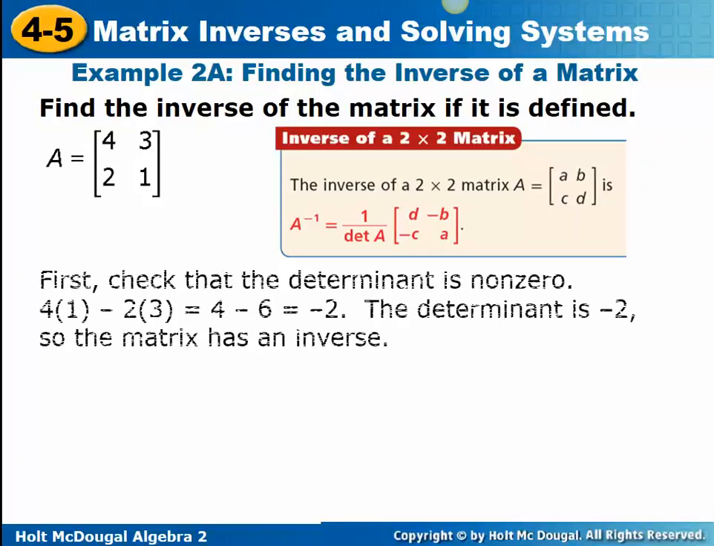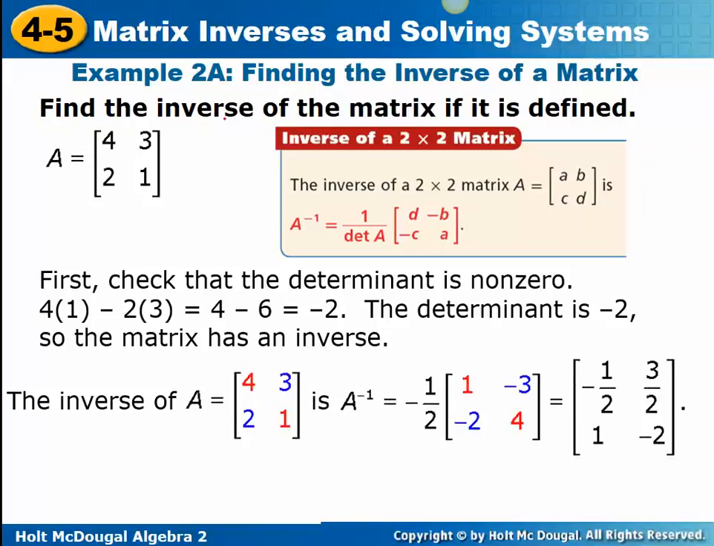So let's check the determinant. You would say 4 times 1 is 4, minus 2 times 3 is 6. 4 minus 6 is negative 2. It is not 0, so it has an inverse. So now we will do our flipping. We will switch where A and D are.